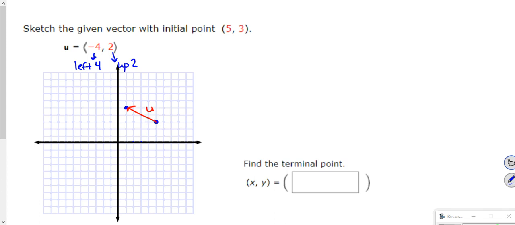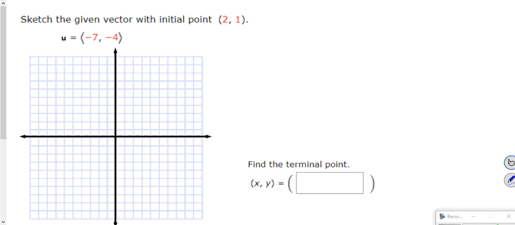Okay, so then it says down here in the box, find the terminal point. Here we're just talking about an actual point on the Cartesian plane. So that would be the point 1, comma, let's see, how far did we go up? 5. I guess I should have been able to count there. 5 minus 4 and 3 plus 2. So that's our terminal point. Okay, I think those are easy enough to see. You're just talking position, direction.